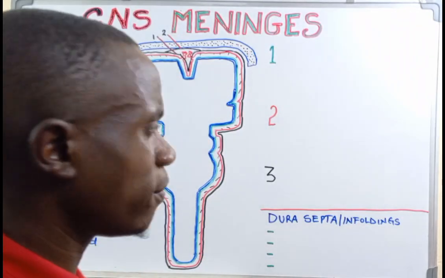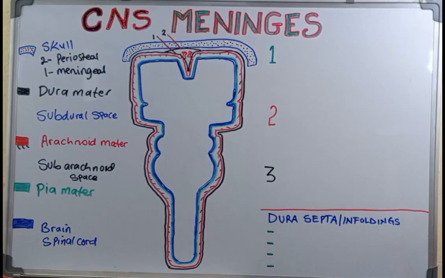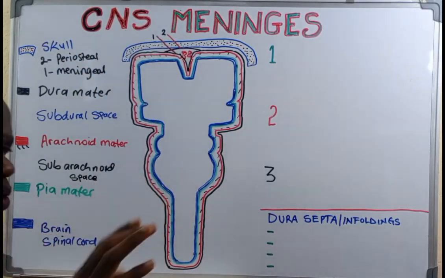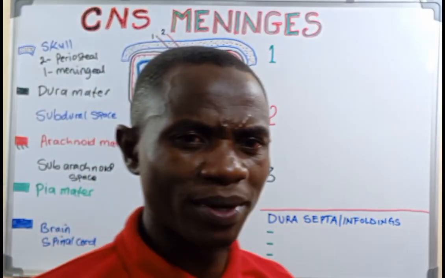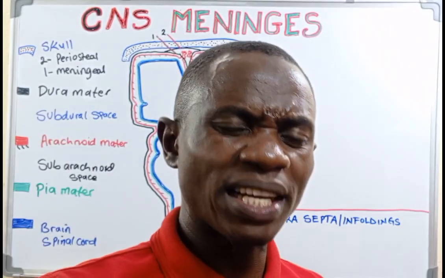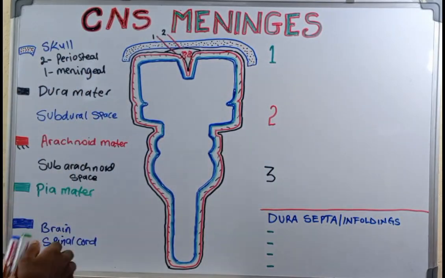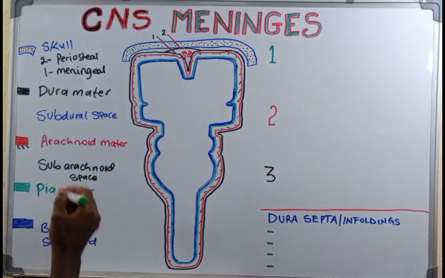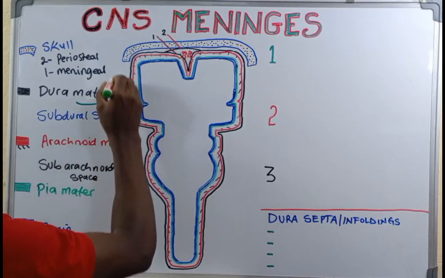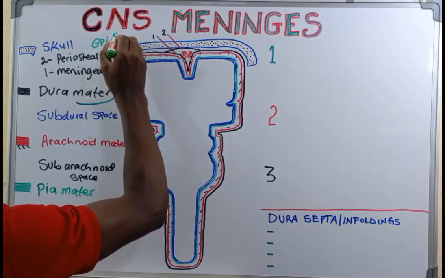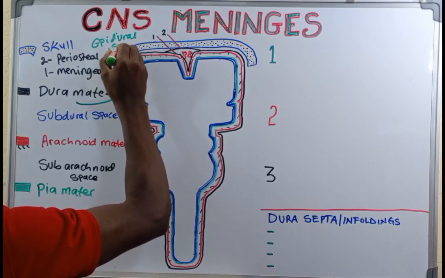This is another beautiful thing. Then between the dura mater and the skull, we also have a potential space. How do we call this potential space between the dura mater and the skull? This is what we call the epidural space.